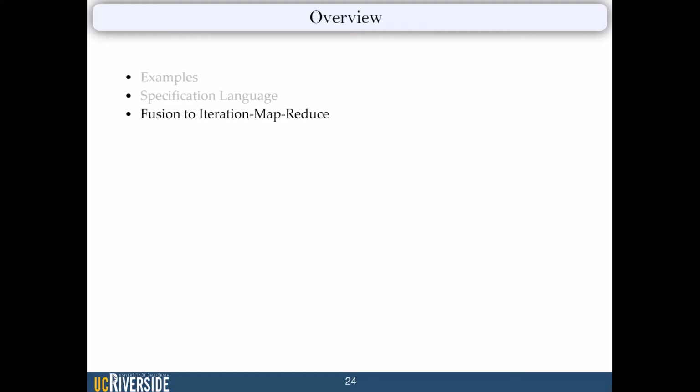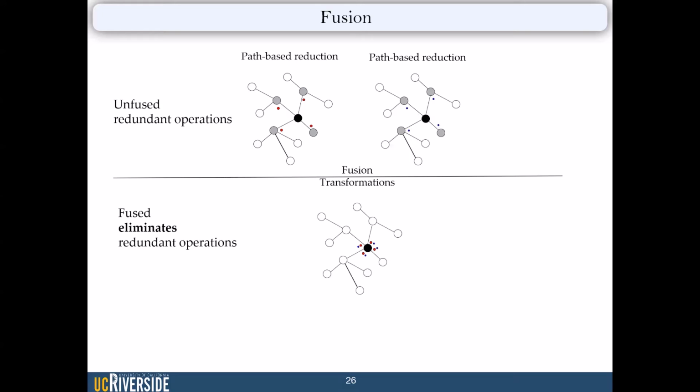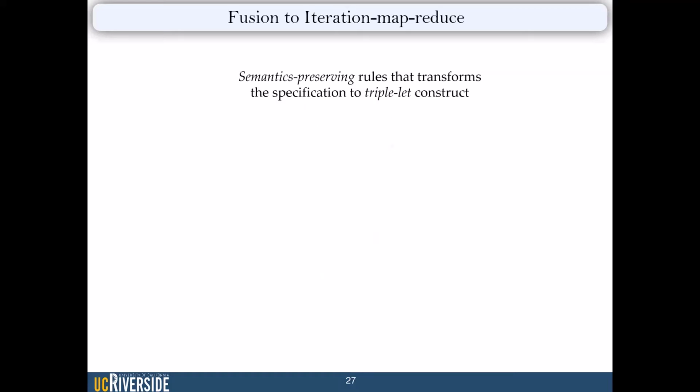The next step is the fusion. Executing multiple rounds of path-based reductions sequentially results in redundant operations on edges and vertices. Consider two path-based reductions, the red one and the blue one. Naively, they can execute in sequence. However, the same operations would take only one round when fused together. Therefore, the fused version eliminates redundant operations. With that said, fusion is a set of rules that transform the specification to a single triplet by combining similar operations. We have formally proved that fusion transformation is semantics preserving.